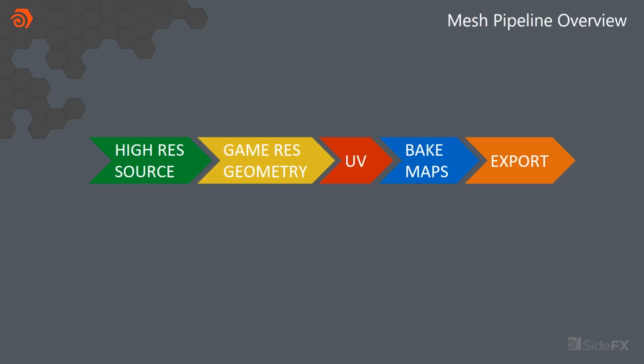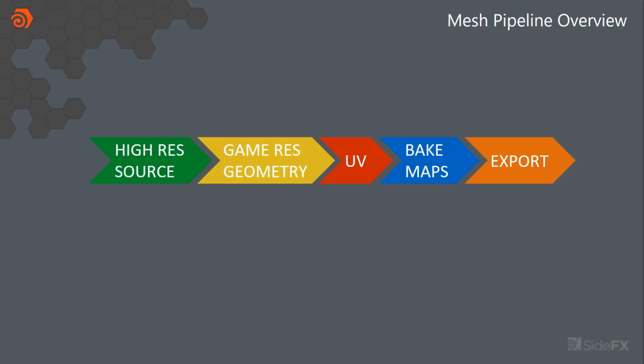Alright, so this is what a mesh pipeline generally looks like. You're starting with something that is high res, drop it down into something that is game res. Then you need to add UVs so you can transfer the information from the high res down to the game res. And that process is called baking. So you need to bake all your maps out, and then you need to get it out into a game engine or wherever you're going, maybe a website.